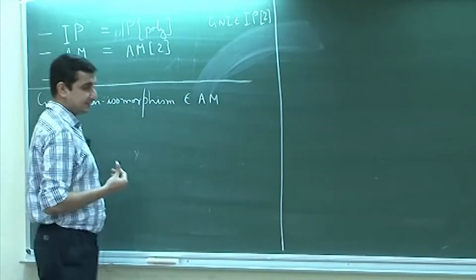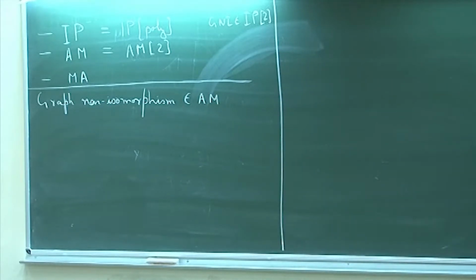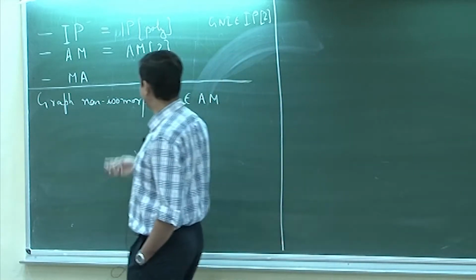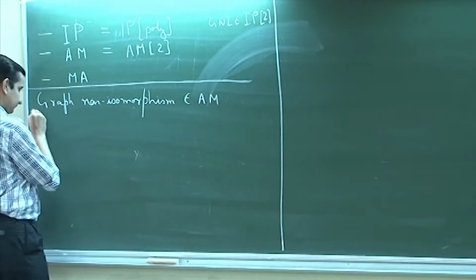The reason why this proof is very important is because it gives the idea as to how to convert any IP kind of a proof to an AM kind of a proof, and how to simulate private random bits with public random bits. So although we are doing it for one particular problem, the essential idea is very general.